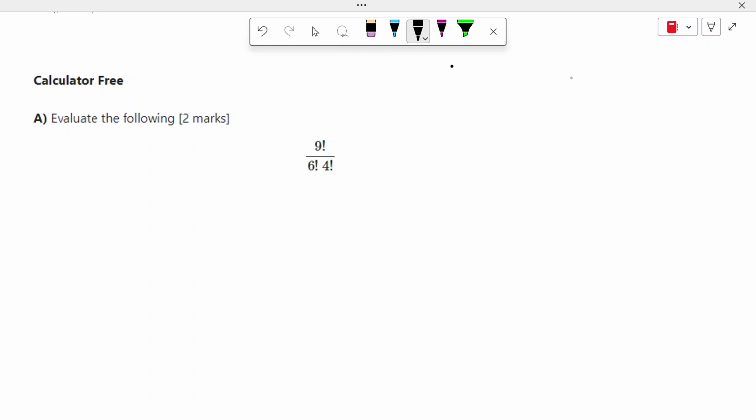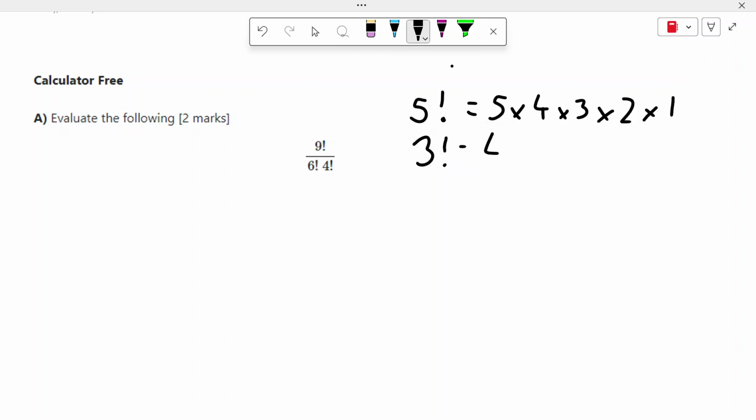So if I have 5 factorial, well, that is representing 5 times by 4 times by 3 times by 2 times by 1. What about if I have 3 factorial? Well, that's representing 3 times by 2 times by 1. Okay, so hopefully you can see the pattern here.